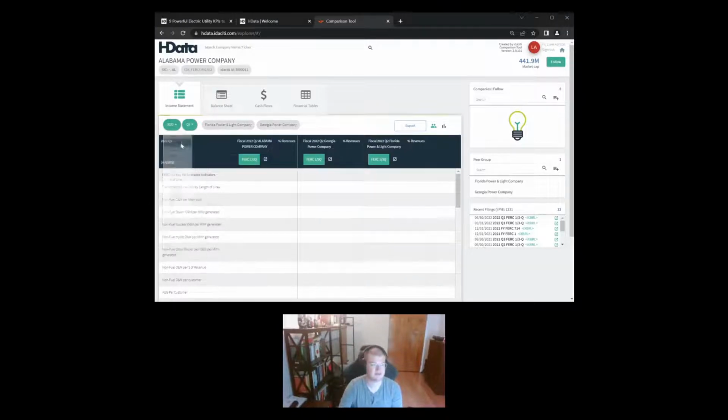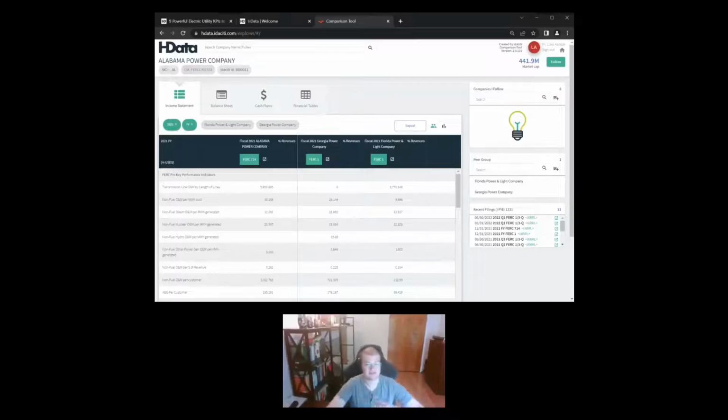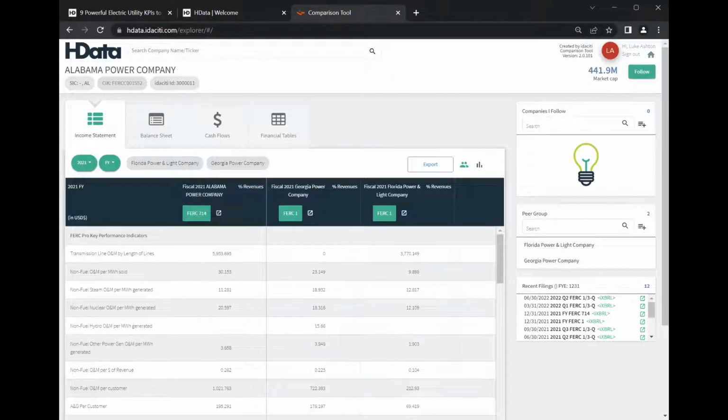And let me pull up the latest annual filing. That's where a lot of our KPIs sit within the annual filings. And then you'll get a lot of data filling into this table here. On the top side, we're looking at transmission line O&M by length of lines. The length of lines is the mileage. So how much are we spending per mile in O&M for transmission for every mile of transmission lines that we have? Same thing for non-fuel O&M per megawatt hour sold, and then non-fuel O&M per megawatt hour generated for steam, nuclear, hydro, and other.